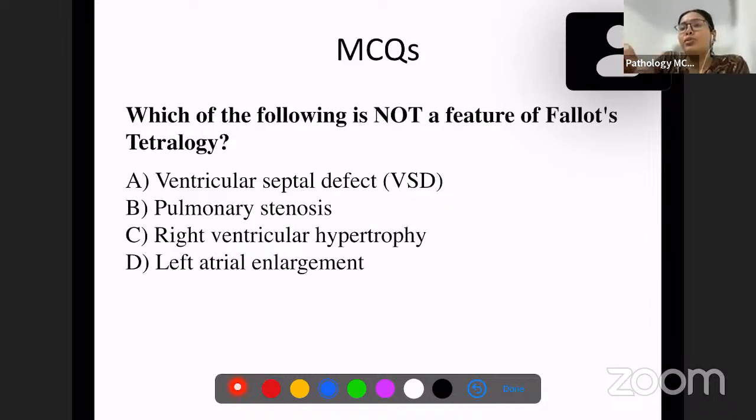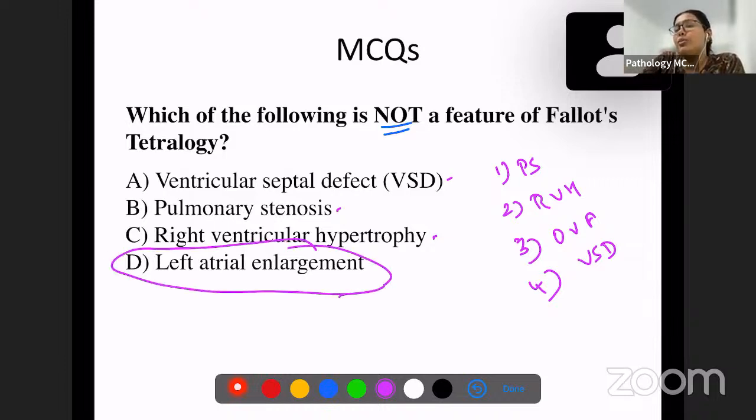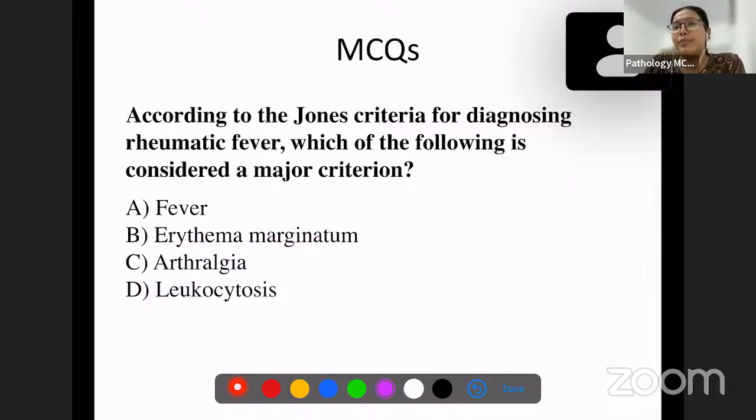Next one. Which of the following is not a feature of tetralogy of Fallot? First we'll revise the features. We know there is pulmonary stenosis, right ventricular hypertrophy, overriding of aorta, and a ventricular septal defect. So ventricular septal defect is a feature, pulmonary stenosis yes, right ventricular hypertrophy yes. Which is not a feature is left ventricular enlargement. So this is the answer.